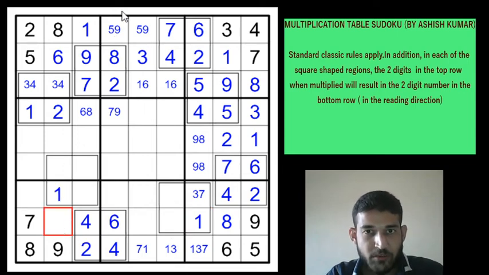So this is going to be 3 or 5. 1, 4, 7, 2, 8, 9, and 6 is not possible. So this is a 3 or a 6. Sorry, this is a 3 or a 6, and this will be a 3, 5 and 6.